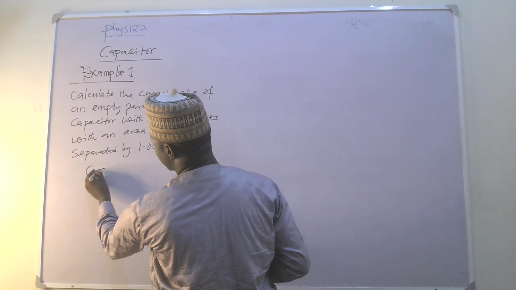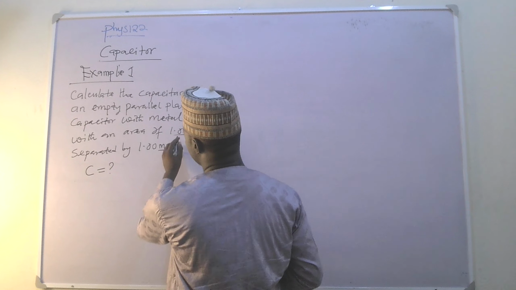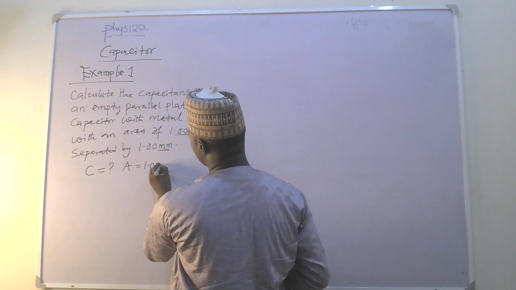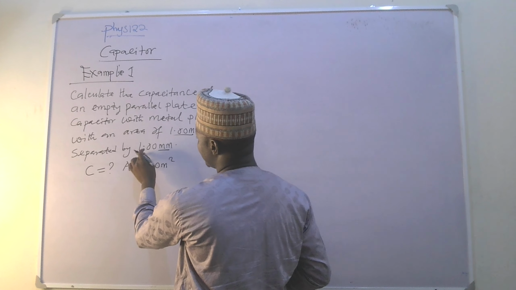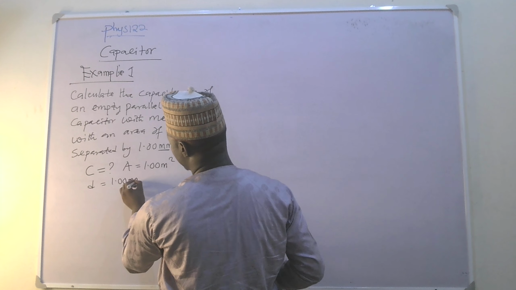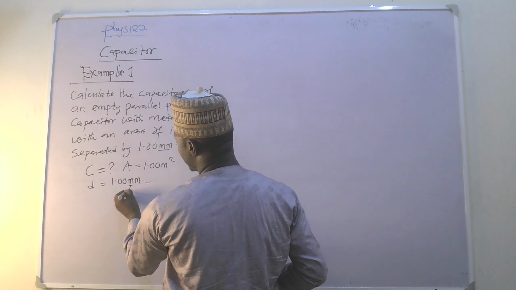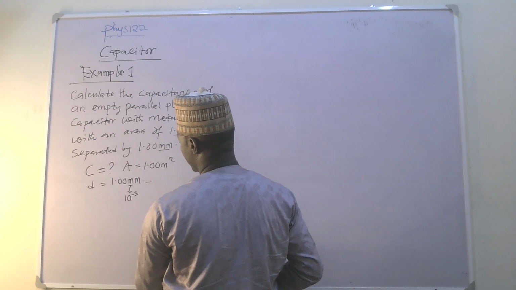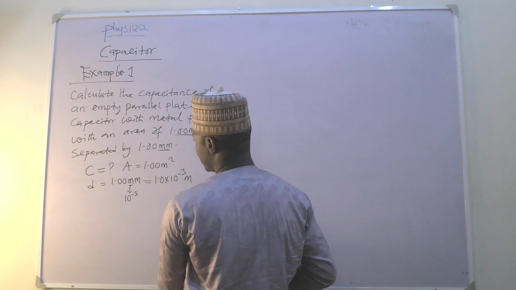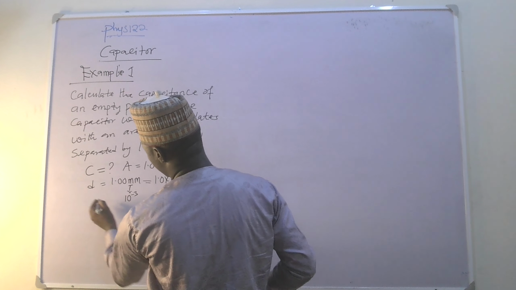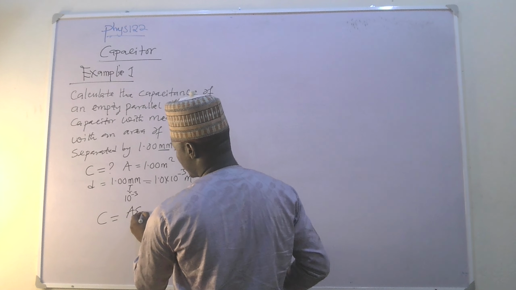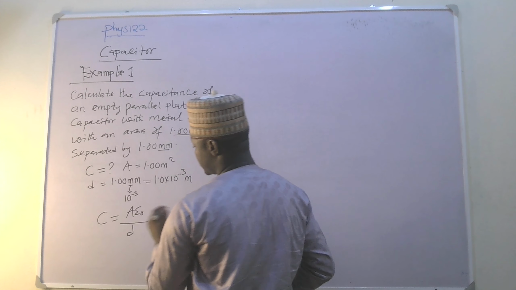So from here we can see C is unknown. And the area here is given as 1.00 meters squared. And then the distance, which is t here, is given as 1.00 millimeter. And milli is the same as 10 to the power of minus 3. So therefore we have 1.0 times 10 raised to the power of minus 3 meter. And then we have epsilon, of course, from this formula, because we are going to use a formula that says C is equal to A epsilon all over the distance.